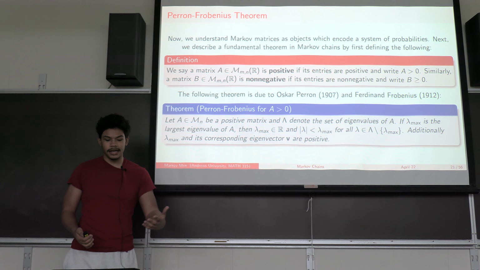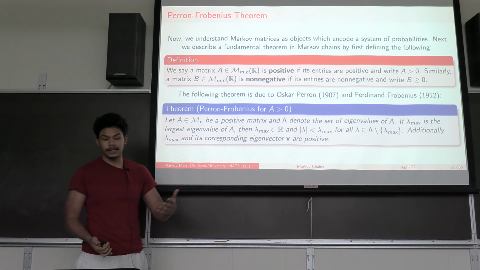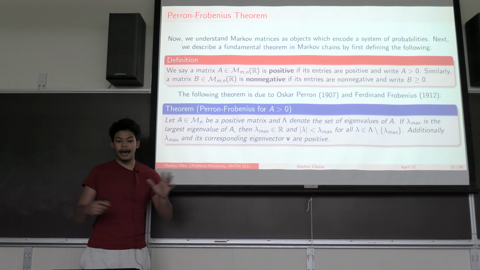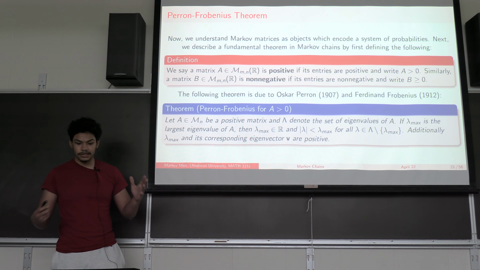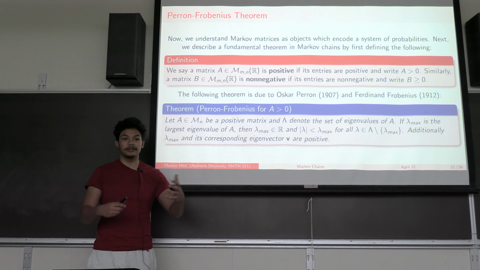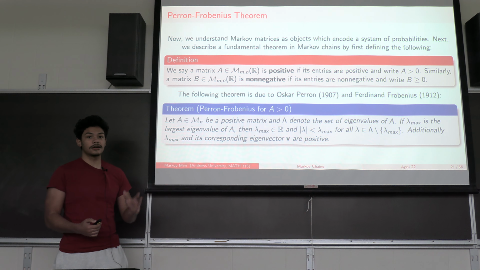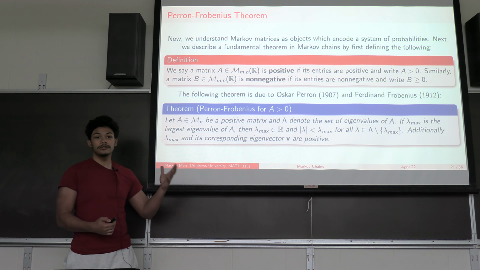So the theorem states that given some square matrix A that's positive, let capital lambda denote the set of eigenvalues of A. If we look at the largest of these eigenvalues, which we'll denote as lambda max, then it will be real and strictly greater than the magnitude of every other eigenvalue. Additionally, the corresponding eigenvector to lambda max will be strictly positive. All of its entries will be positive.